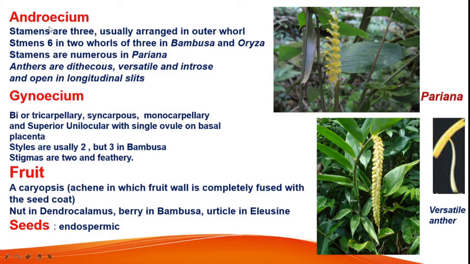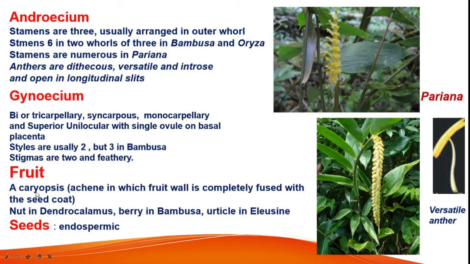Then coming to the androecium. Stamens are 3, usually arranged in an outer whorl. Stamens 6 in 2 whorls of 3 in Bambusa and Oryza. Stamens are numerous in Pariana. Anthers are dithecous, versatile, and open in longitudinal slits. The female part, that is the gynoecium: bi or tricarpellary, syncarpous, or monocarpellary, superior and unilocular with a single ovule on basal placenta. Styles are usually 2 but 3 in Bambusa. Stigmas are 2 and feathery.